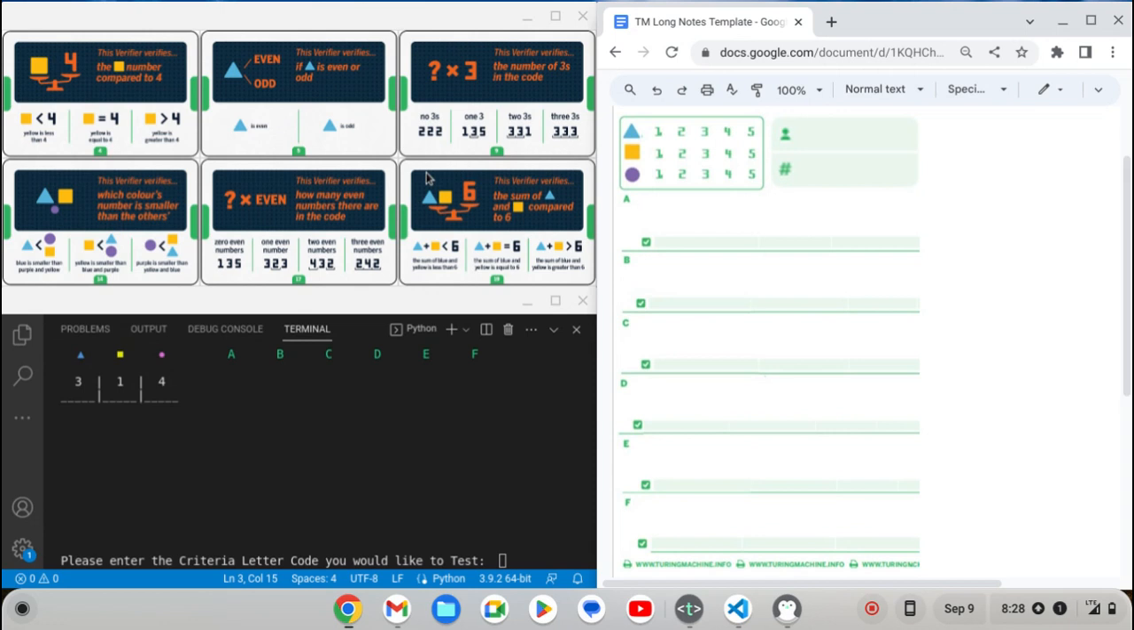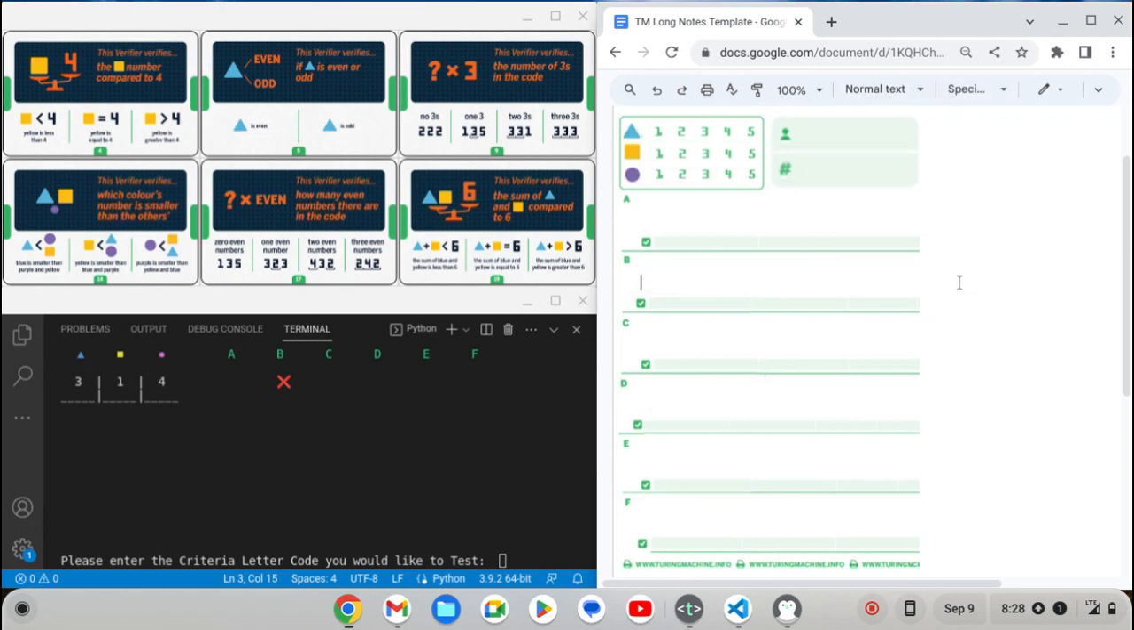So the first thing I want to find out is a little bit about that first digit. So let's go ahead and test criteria card B. Okay, so the Turing Machine does not approve of my choice. I did pick an odd 3. Since the Turing Machine does not approve, it's letting me know that triangle should be an even digit. So let's go ahead and type that up in our notes.